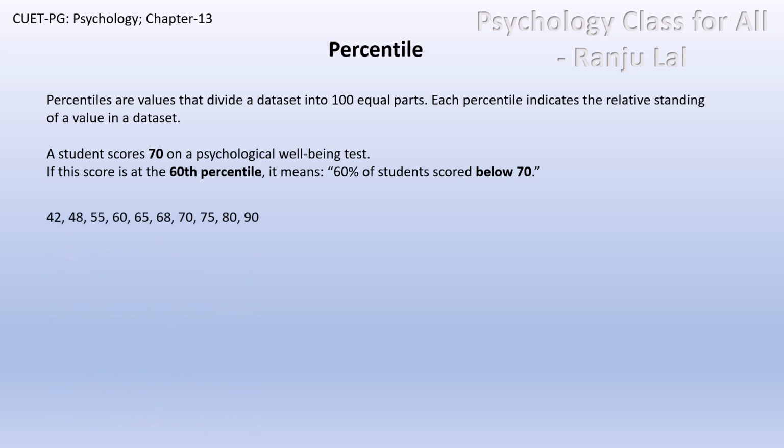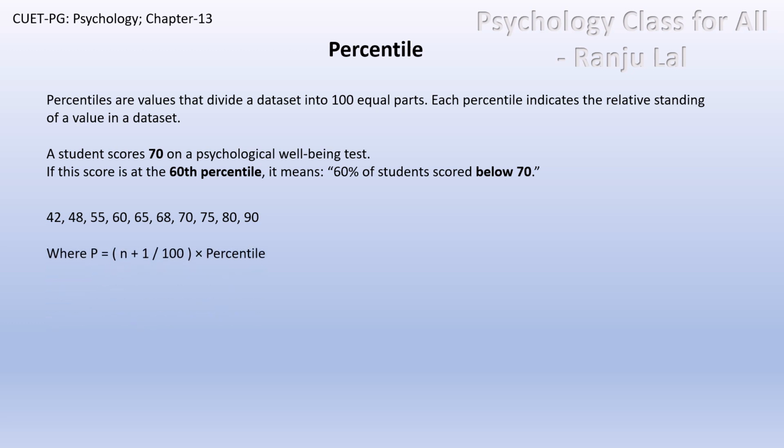Calculation of percentile, that is, find the score at a given percentile. Here, a data set is given of 10 scores randomly: 42, 48, 55, 60, 65, 68, 70, 75, 80 and 90. It may be in an unarranged manner, but to calculate the percentile, first of all, we need to put them in order. So now the question is to find out what score is at the 70th percentile.